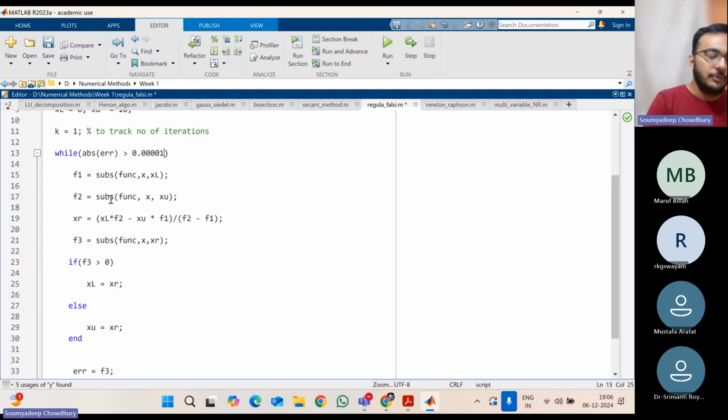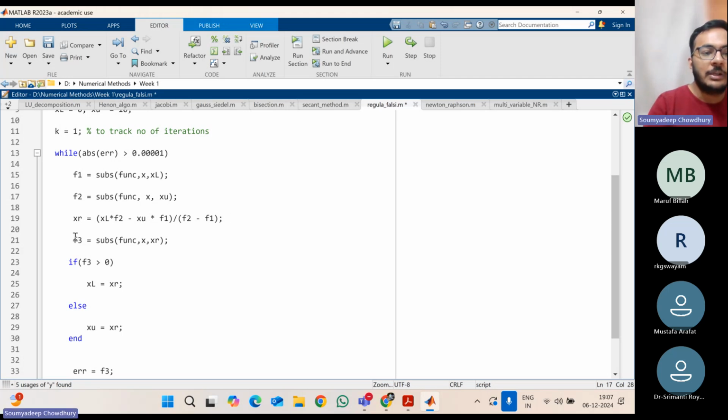And then what we do is we have to find this XR, right? What was XR? XL F of XU minus XU F of XL upon F of XU minus F of XL. So in the first line, we are substituting XL in place of X in this function. So this is F1. Then F2 is the function with XU substituted in place of X. Then we are finding out XR using that equation.